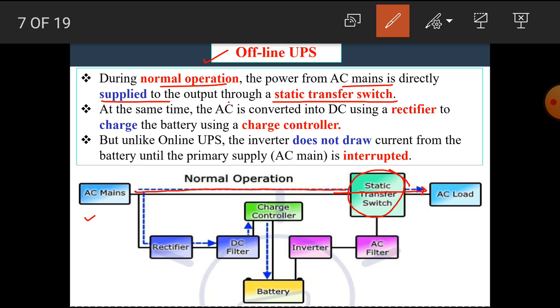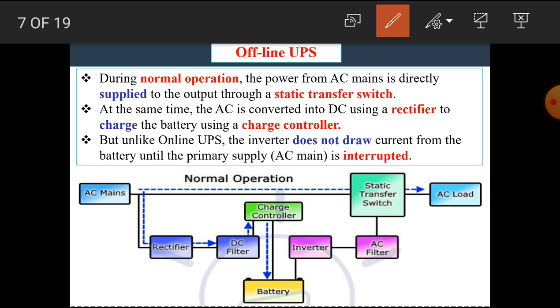At the same time, the AC is converted into DC using a rectifier to charge the battery using a charge controller. That means when the AC mains drives the AC load through the static transfer switch, at the same time this AC mains is used to charge the batteries, and this charging of the battery happens through the rectifier, filter and the charge controller blocks. We know that the rectifier converts AC into DC. This DC is filtered in this filter block, and through the charge controller the battery is charged.